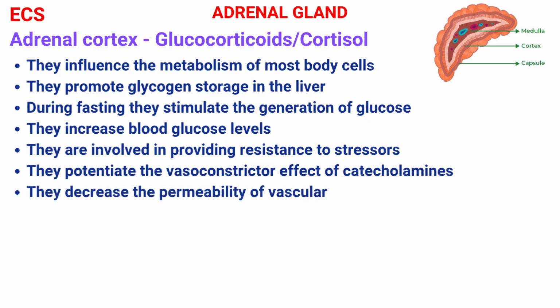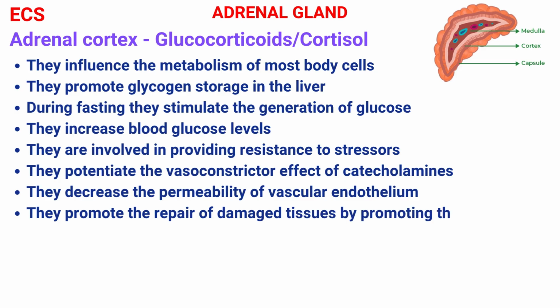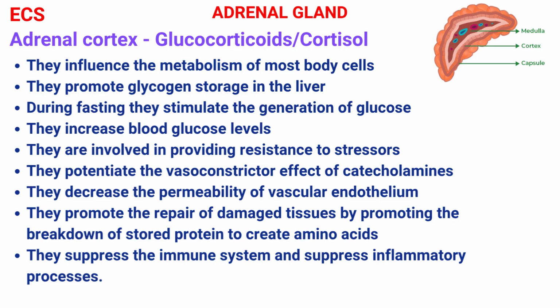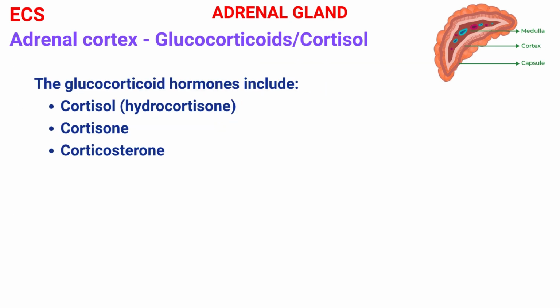They decrease the permeability of vascular endothelium. They promote the repair of damaged tissue by promoting the breakdown of stored protein to create amino acids. They suppress the immune system and suppress inflammatory processes. The glucocorticoid hormones are cortisol or hydrocortisone, cortisone, and corticosterone.